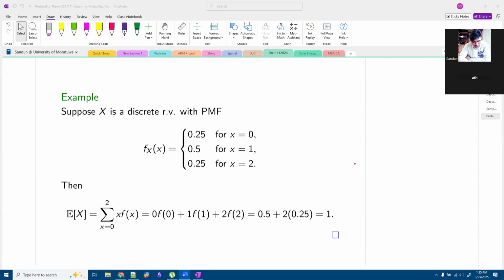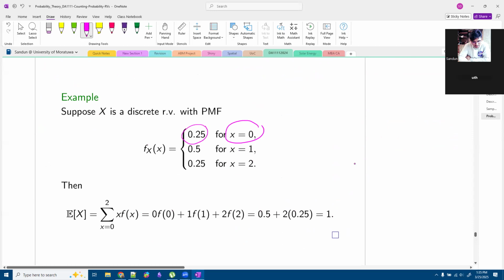So if x is equal to 0, you have a probability of 0.25. If x is equal to 1, you have a probability of 0.5. If x is equal to 2, you have a probability of 0.25. And you add them together: 0.25 plus 0.5 plus 0.25, that is 1. So the probability space is contained.